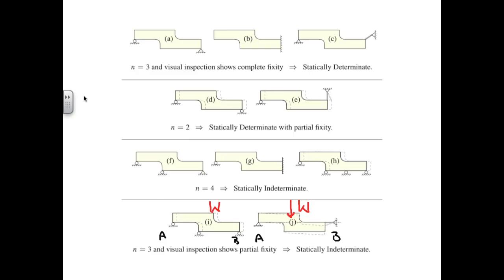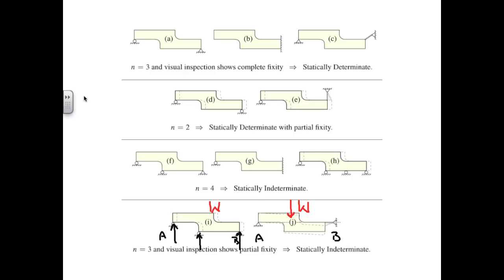The last two cases, I and J, represent cases where N is equal to 3, but the lack of appropriate support configuration results in partial fixity. In fact, case I looks a lot like case H, just with one less support. This body is again capable of rigid body translation in x. The last case, J, is a bit more tricky.